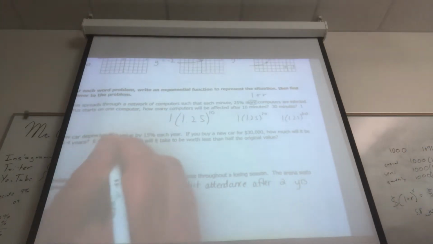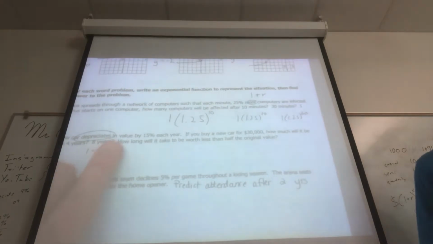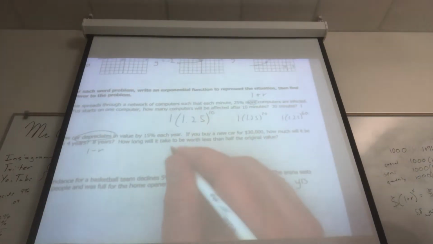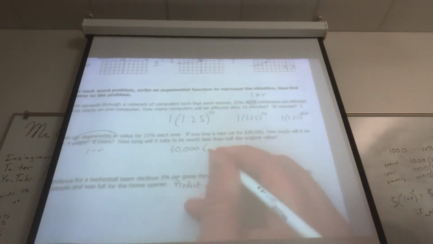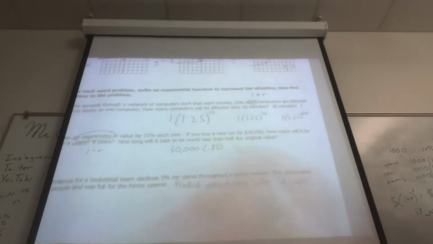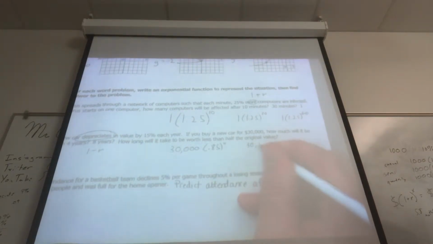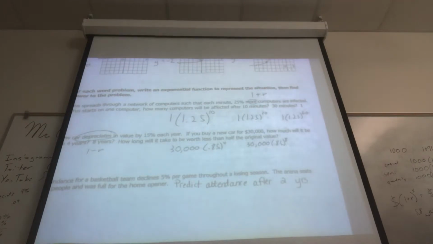On this one, the depreciation means I have 1 minus my rate. So I take 1 and I subtract 0.15. That means that car at $30,000 is going to be multiplied by 0.85 raised to the number of years. So 0.85 to the 4th, 30,000 times 0.85 to the 8th.